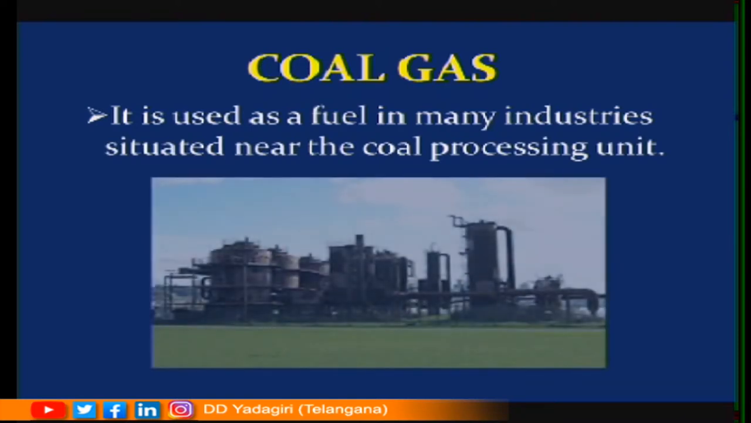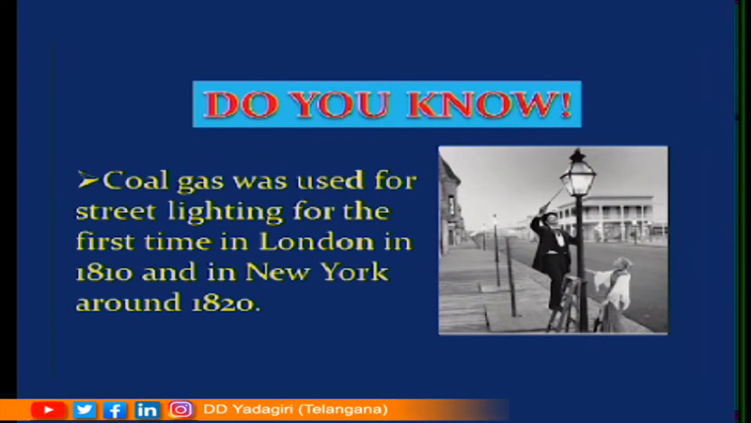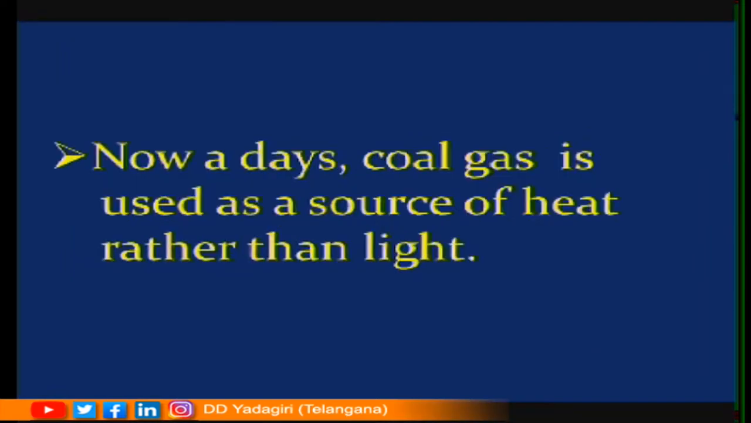It is used as a fuel in many industries situated near the coal processing unit. The iron and steel industry is situated near coal only. This gas is used to melt the iron. Now, children, do you know this coal gas is used for street lighting also? In London and the USA, coal gas was used for lighting in the 18th century. Nowadays, coal gas is used as a source of heat rather than light.